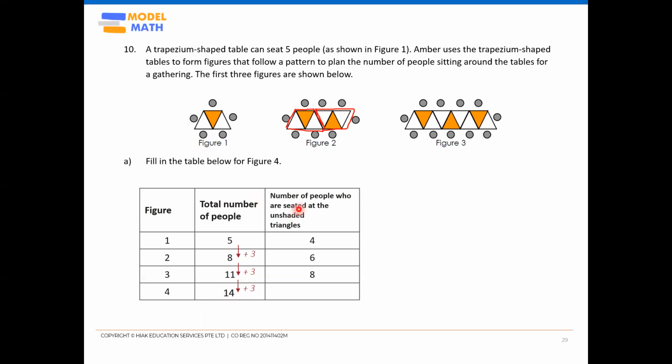Now, as for the people who are seated at the unshaded triangles, again, you notice there's a pattern here. 4, 6, 8, there is a constant increase of 2 people, plus 2. Same for here to here, plus 2. And of course, the same for the next row, plus 2. So that's it for part A.